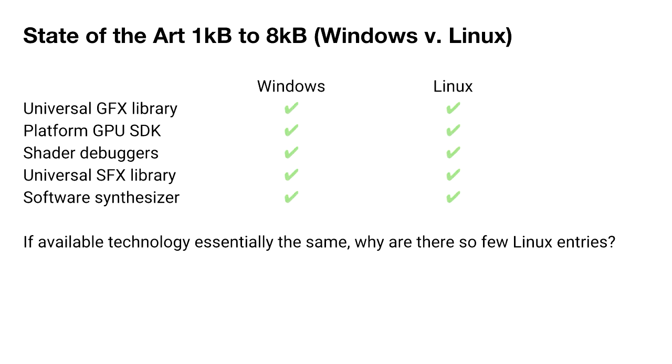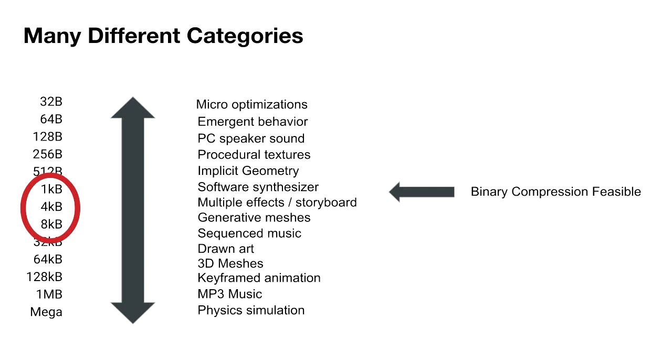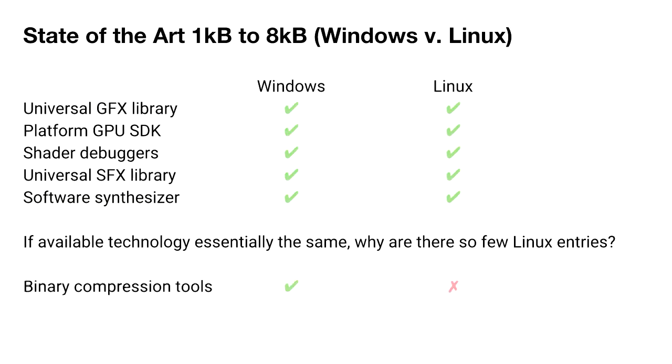So if the technology is basically there, why are there so few Linux entries? My hypothesis is because the tools for doing binary compression are really poor. So if you go back here, if you're trying to write this animation and you can't use as many bits to make that animation, you're not competitive, so people just basically don't work on this platform. And so the idea is that maybe we can fix that.